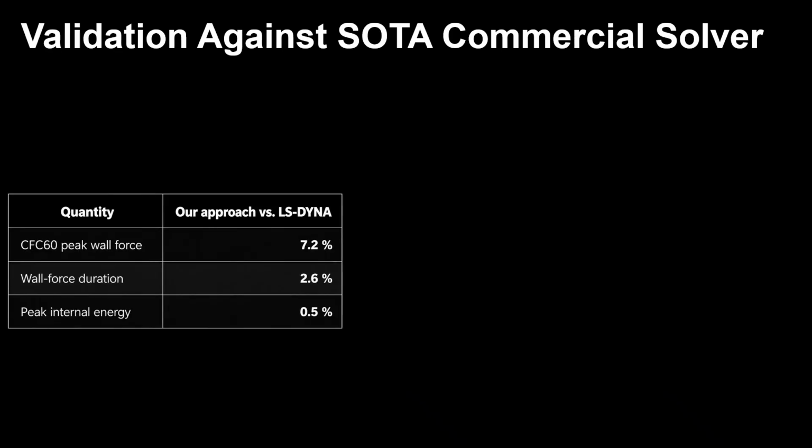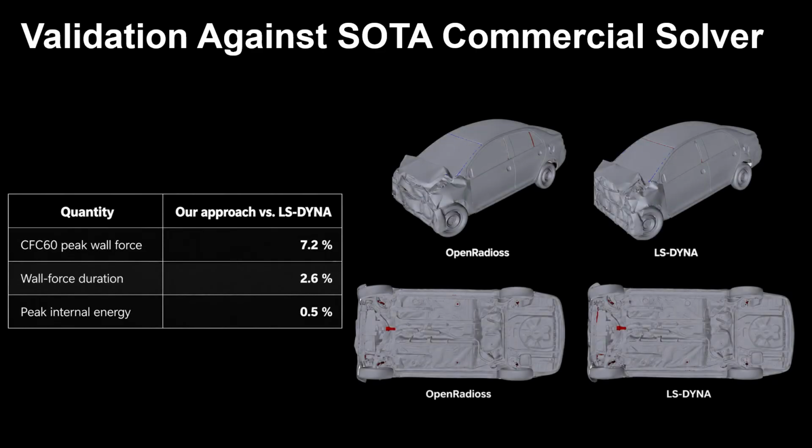A large dataset is only useful when the underlying simulation workflow is trustworthy. We therefore validate our framework against Ansys LS-DYNA, the industry-standard commercial crash solver. The difference in peak wall force is approximately 7.2%, while the wall force duration differs by only 2.6%. The difference in peak internal energy is just 0.5%. These results show strong solver-to-solver agreement across important crashworthiness quantities.